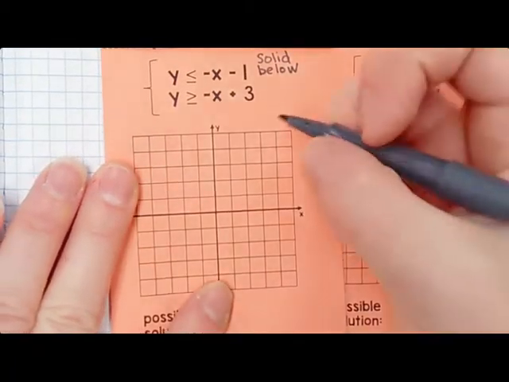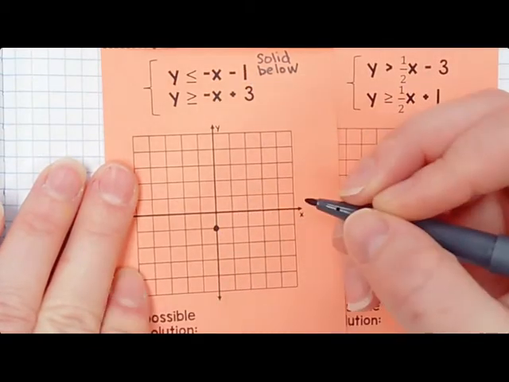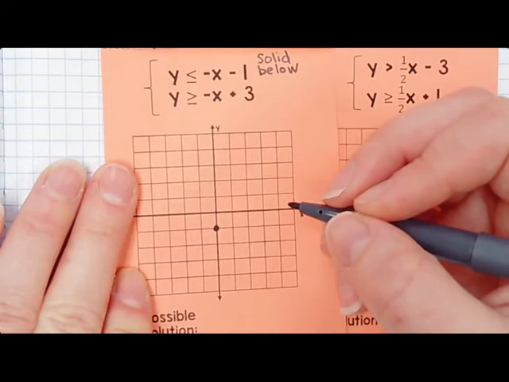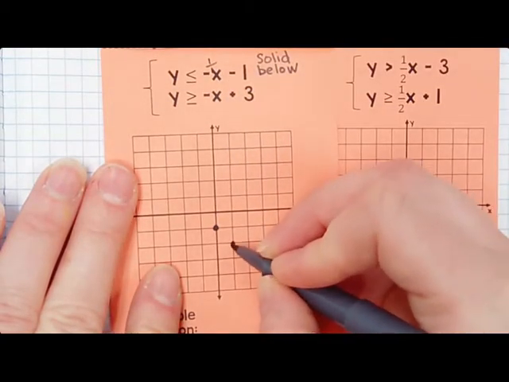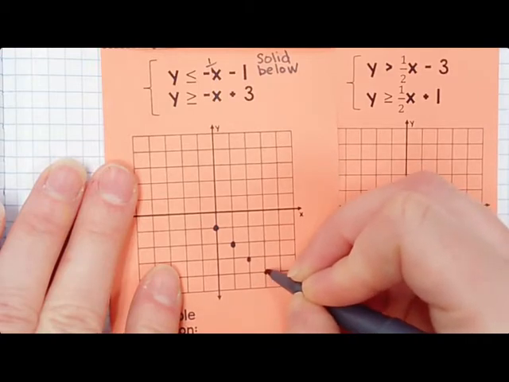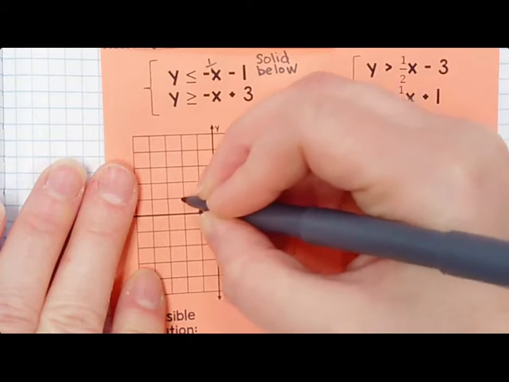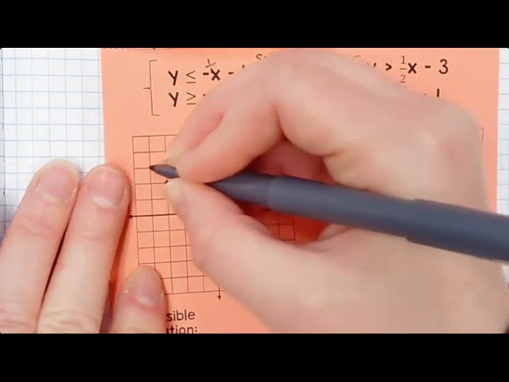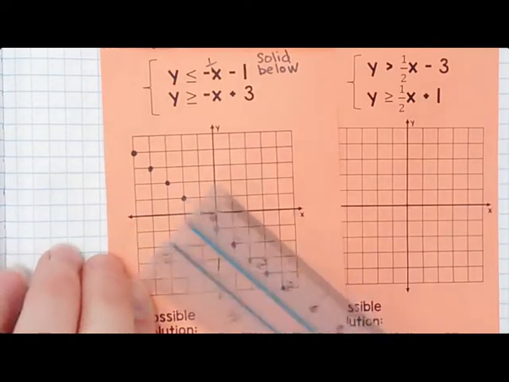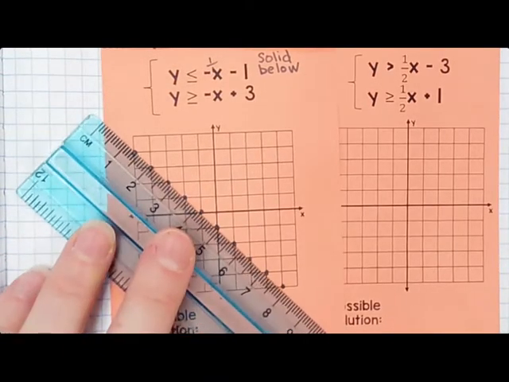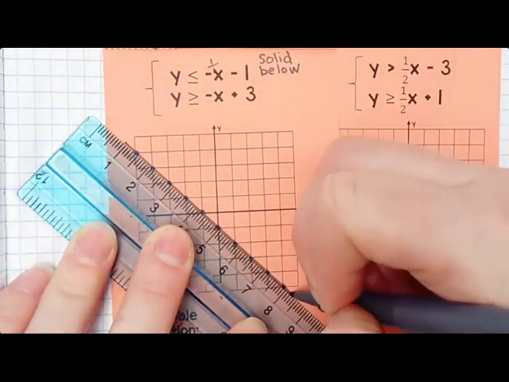So let's graph it. Our y-intercept is at -1. And our slope is -1/1. So down 1, right 1, down 1, right 1, down 1, right 1. Or up 1, left 1, up 1, left 1, up, left. And it's a solid line.